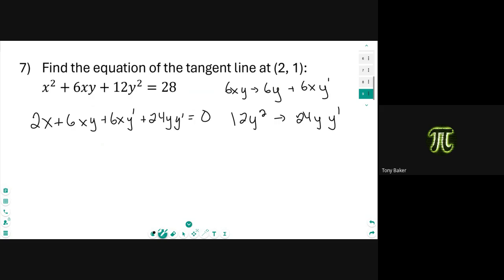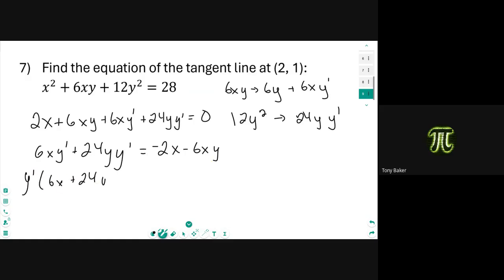Now we have to solve for y prime. So get all your regular terms on one side, get the y primes over there so you can pull it out. So we've got 6x y prime plus 24y y prime equals negative 2x minus 6xy. We can pull out the y prime. And then you divide again.